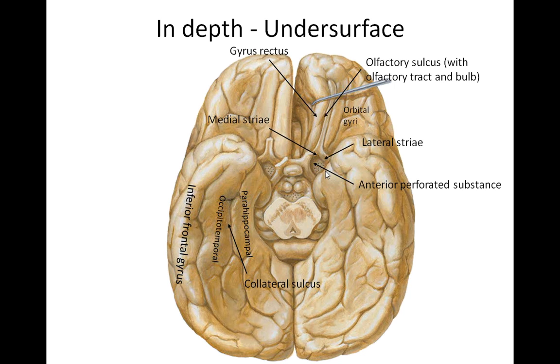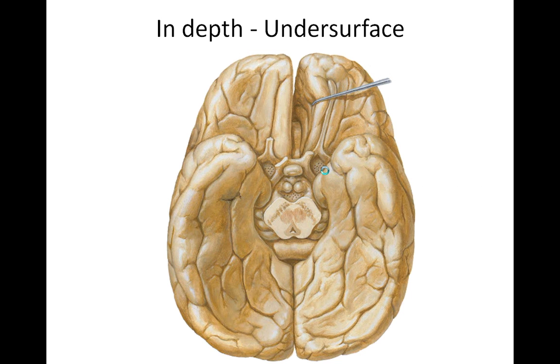On the undersurface of the brain as well, you can also see a number of important structures which form the floor of the third ventricle. Don't worry too much about what the third ventricle is at this stage, but just note from front to back the structures that we have on the base of the brain include the optic nerves, which come together to form the optic chiasm, and the optic chiasm lies in front of the infundibulum and the pituitary.